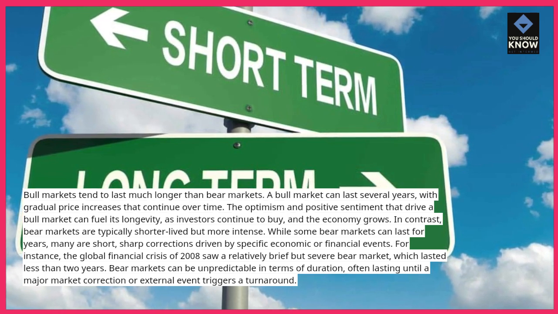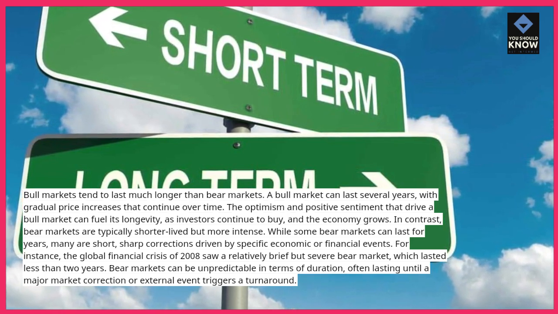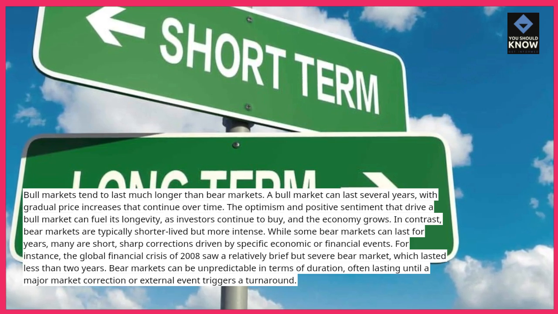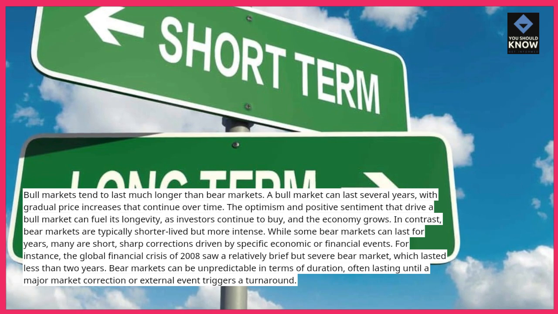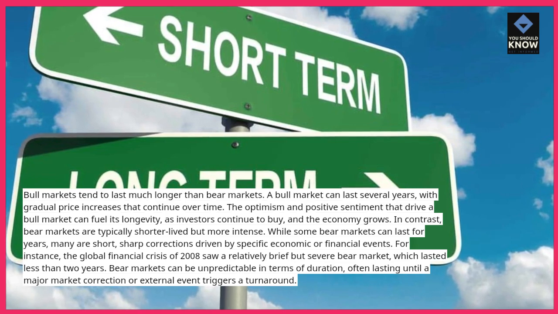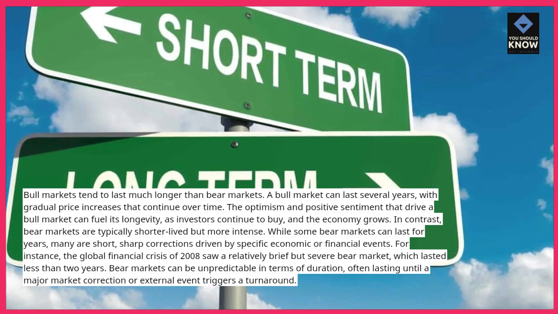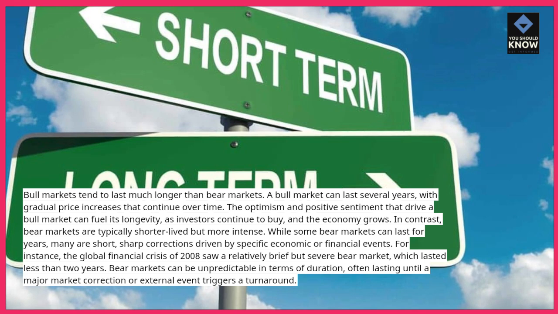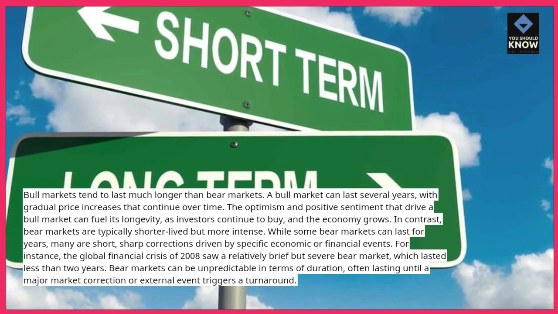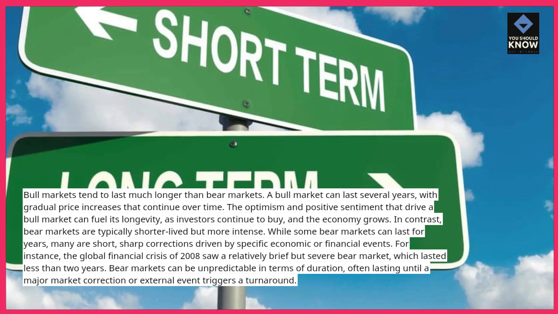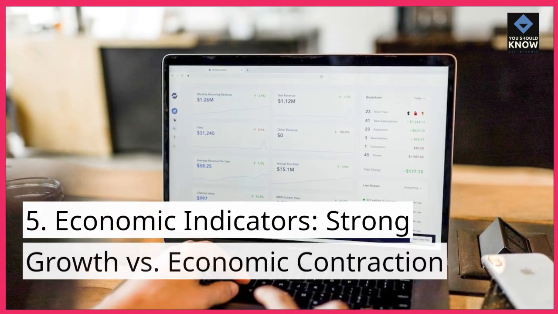While some bear markets can last for years, many are short, sharp corrections driven by specific economic or financial events. For instance, the global financial crisis of 2008 saw a relatively brief but severe bear market, which lasted less than 2 years. Bear markets can be unpredictable in terms of duration, often lasting until a major market correction or external event triggers a turnaround.